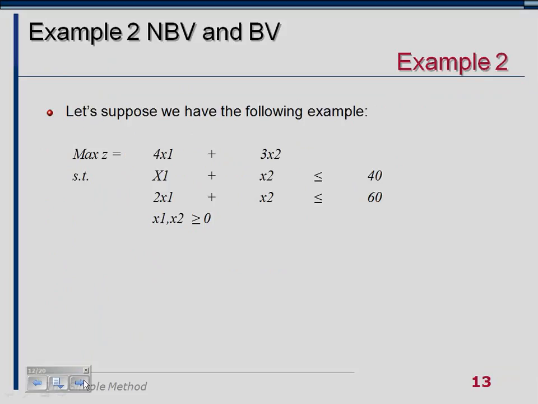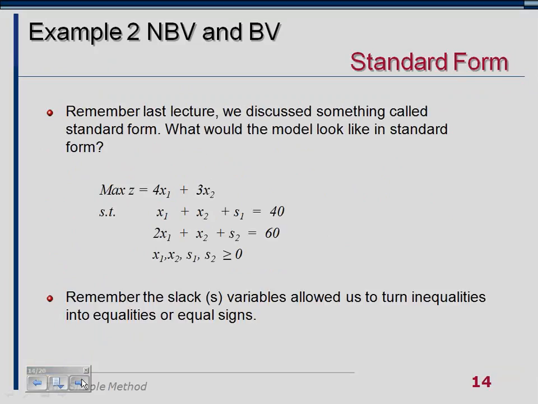Alrighty, so let's suppose that we have the following example here. 4x1 plus 3x2, x1 plus x2 is less than 40, 2x1 plus x2 is less than 60, and then both of them have to be non-negative. Okay? Now, remember from the last lecture, this is what we would do. We would simply go in and get rid of that inequality. Well, let's go back here in just a moment.